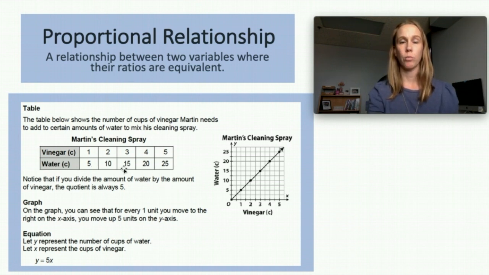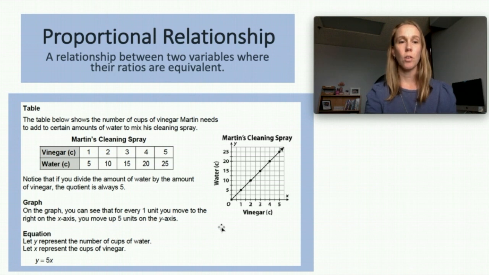One number in the ratio, the cups of water, is always 5 times more than the other number, the cups of vinegar. You might notice also on the graph the same thing is happening. For every cup of vinegar, the cups of water increases by 5. So we have 1 to 5, 2 to 10, 3 to 15, and so on. On the graph, you can see they're equivalent not only by the values, but also because they run through the origin. It starts at 0, 0, and it makes a straight line. So that's another clue on a graph that we have a proportional relationship.